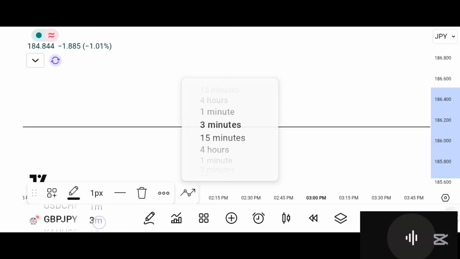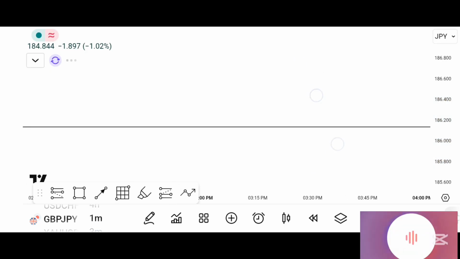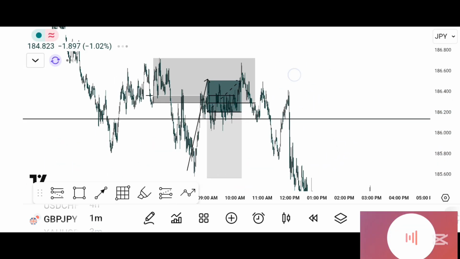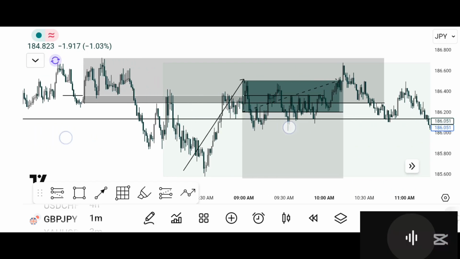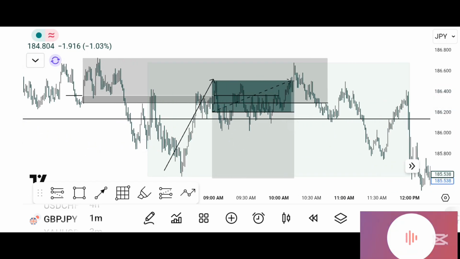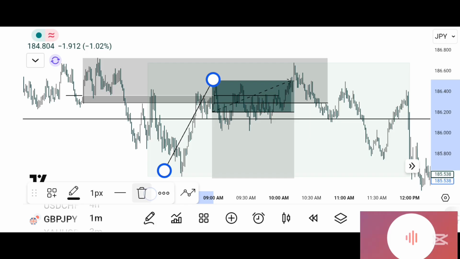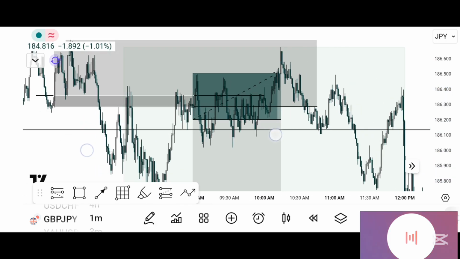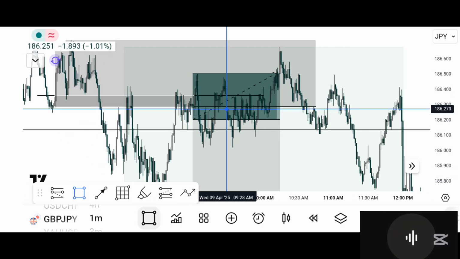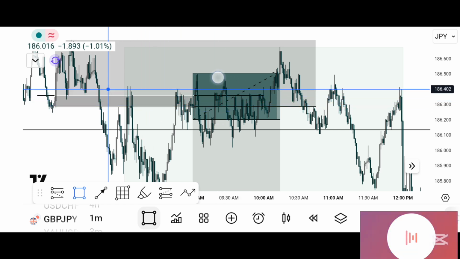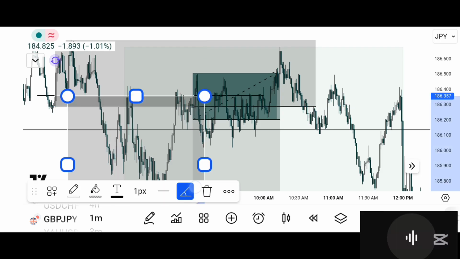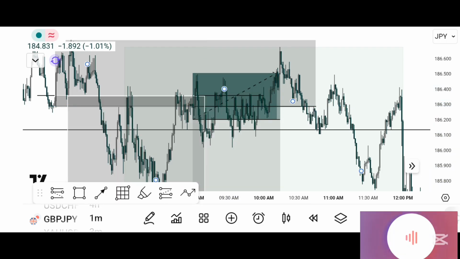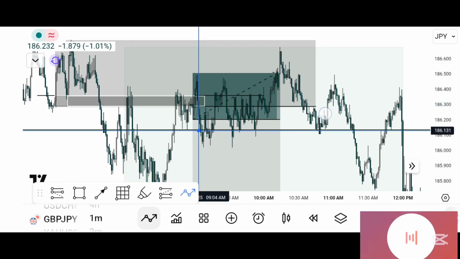So now drop to the 1-minute time frame. You can see price filled the imbalance here, but I did not get my entry here. What we can see is that price did what? Price filled this imbalance. You can see this push filled the imbalance.